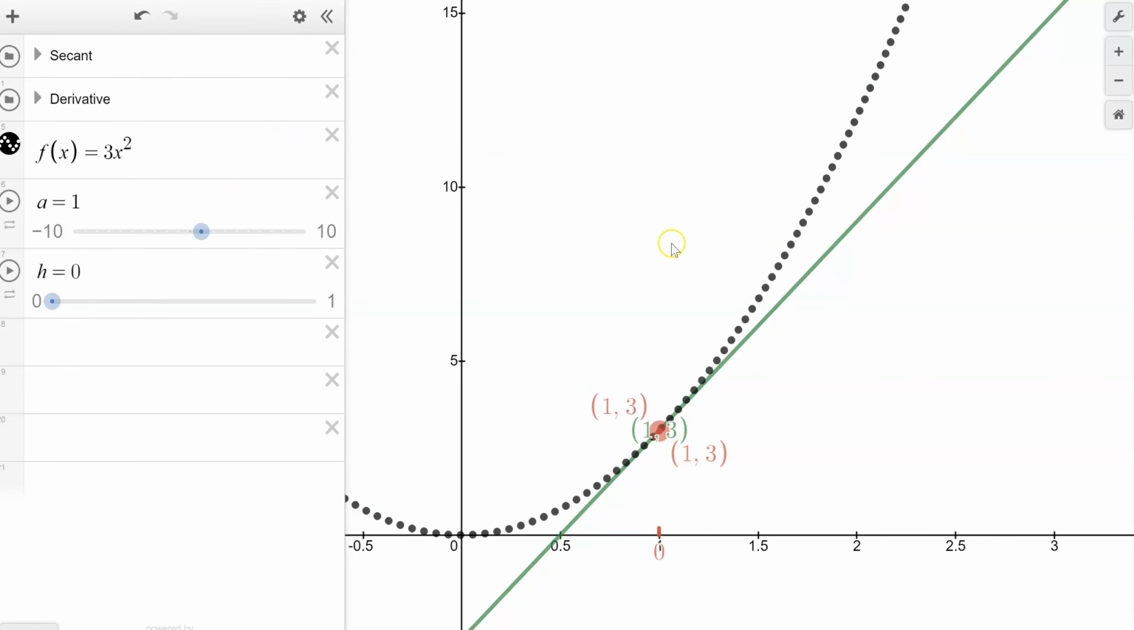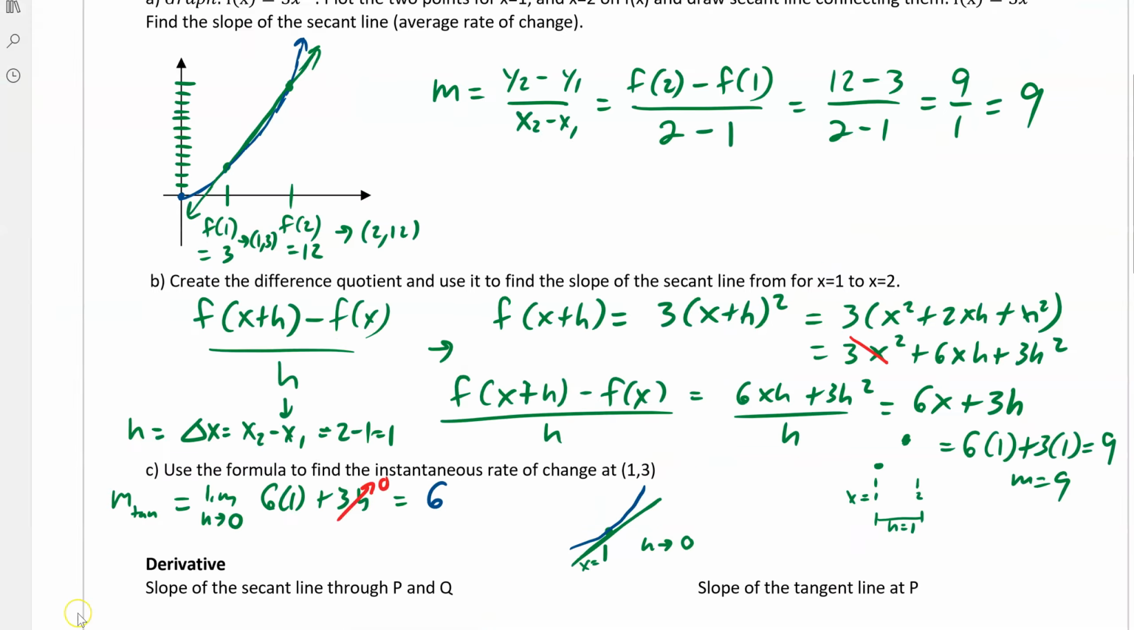So it'll be up 6 and then over 1. And you can see that we're at 3. And so if I go over here to 2, it's 9, okay? So from 9, take away 3, that would be up 6 over 1. That is our slope. And so this is the process that we use to find the slope of our tangent.